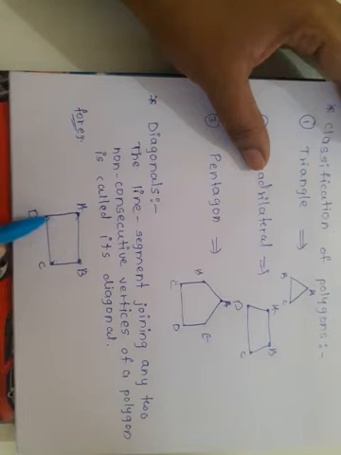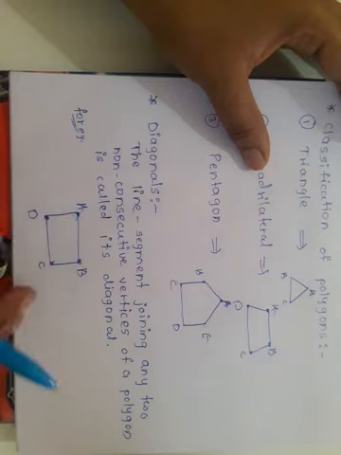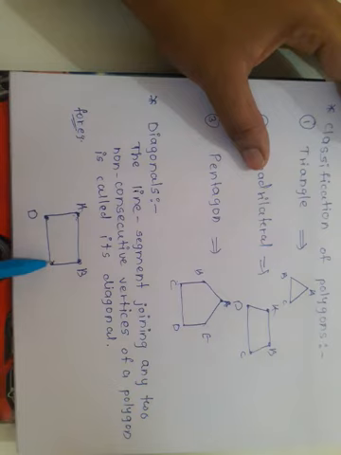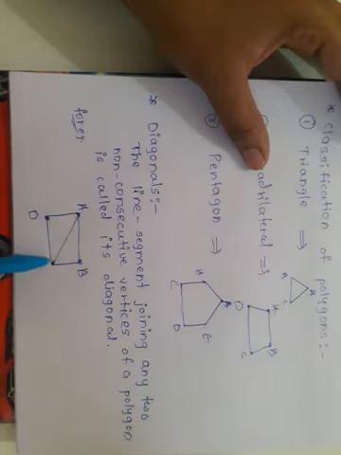Again, A and D are adjacent vertices, then D and A are adjacent vertices. The line segment joining any two non-consecutive, meaning non-adjacent, vertices of a polygon is called a diagonal. A and C are non-consecutive vertices. If we draw a line segment, then AC is a diagonal of the quadrilateral.